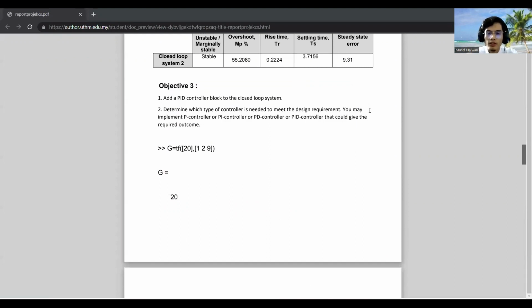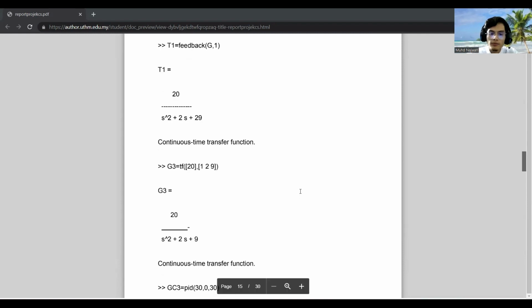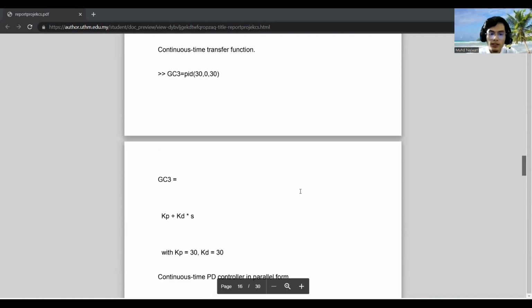For objective number 3, the question asks that we need to add a PID controller block to the closed loop system. And number 2 is determine which type of controller is needed to meet the design requirement. You may implement P controller or PI controller or PD controller or PID controller that could give the required outcome. So, from my opinion, I use P and D controller.